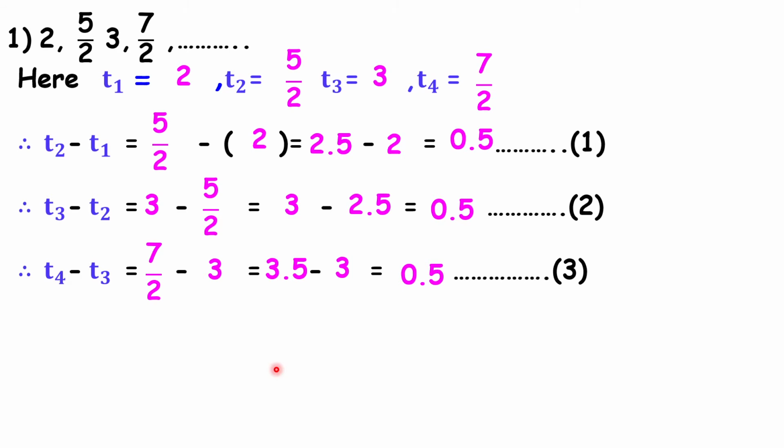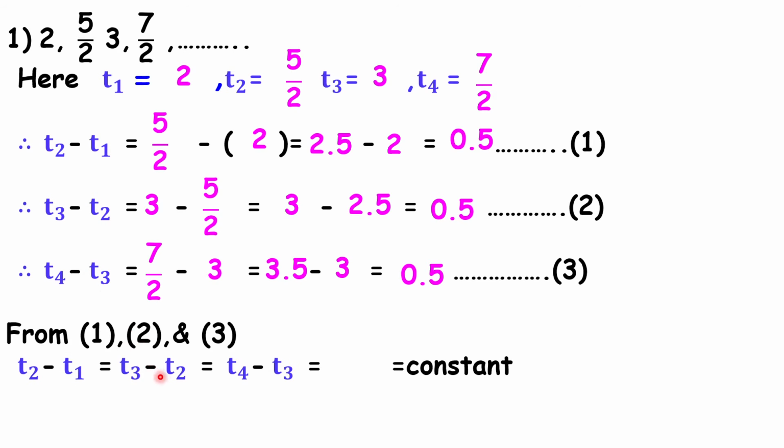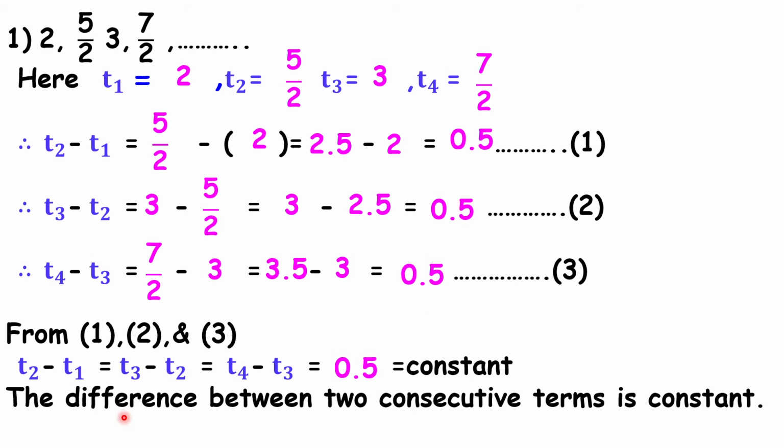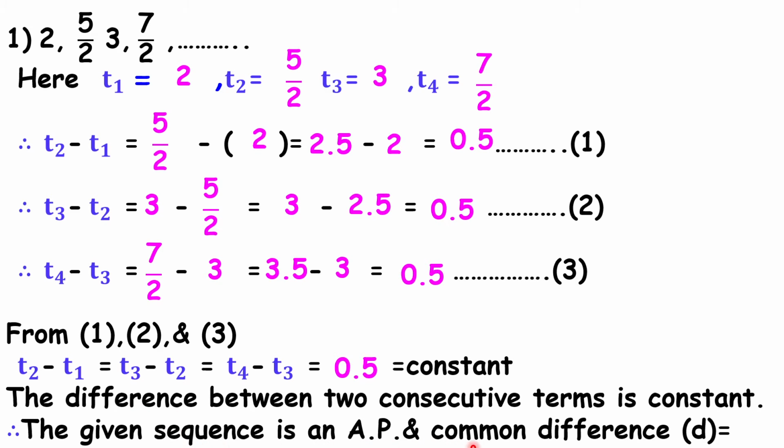From 1, 2 and 3, the difference between consecutive terms is constant. That means t2 minus t1 is equal to t3 minus t2 is equal to t4 minus t3 is equal to 0.5. And this difference between consecutive terms is constant. Therefore, the given sequence is an AP and the common difference d is equal to 0.5.